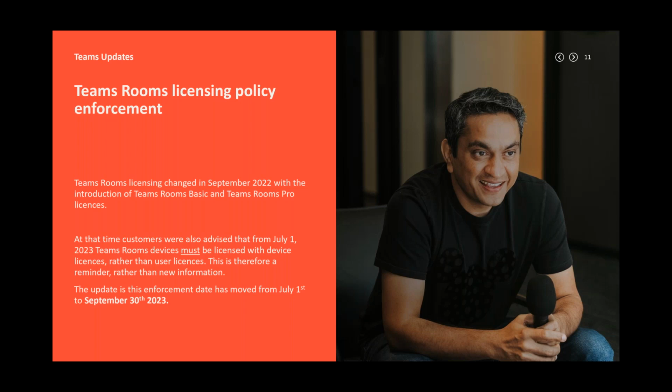Moving on to Teams Rooms, their licensing policy and enforcement was due to be on the 1st of July. This has been shifted out now until the 30th of September. So this is basically for organizations who are potentially using a per-user license for a room. You should really be using those device-based licenses. You have to be using those device-based licenses. Therefore, this is more of a reminder than new information, that Microsoft have pushed that enforcement date back.